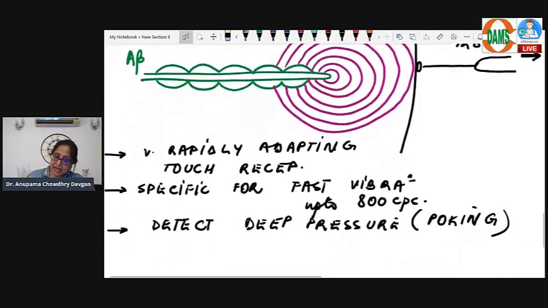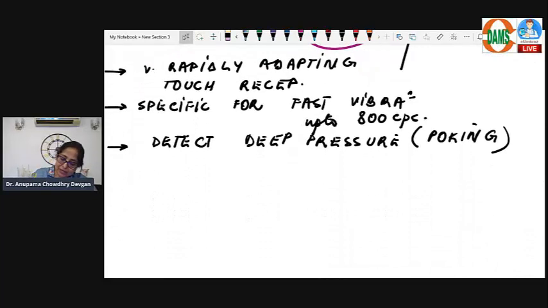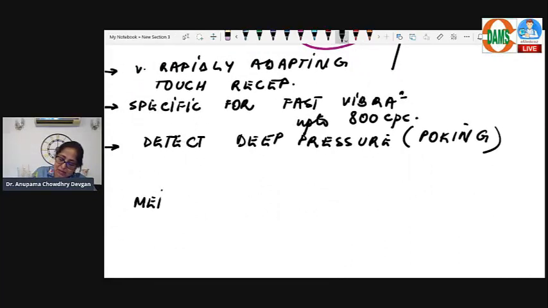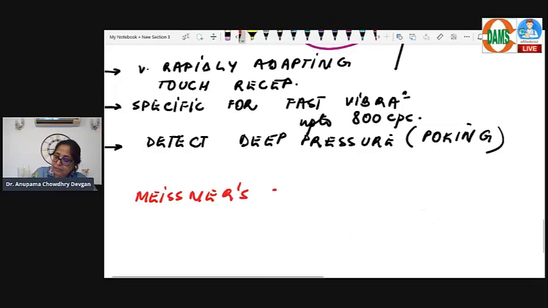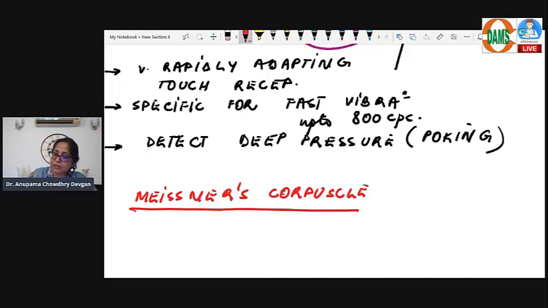Let's have a look at another rapidly adapting receptor, which is known as the Meissner's corpuscle. The nerve fiber associated with the Meissner's corpuscle is again A beta, right?